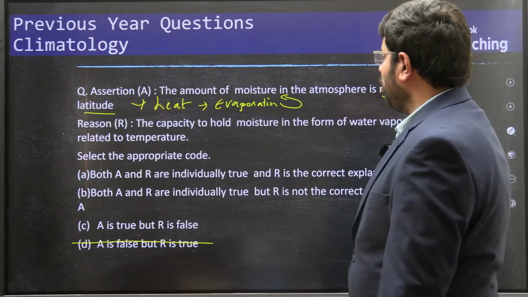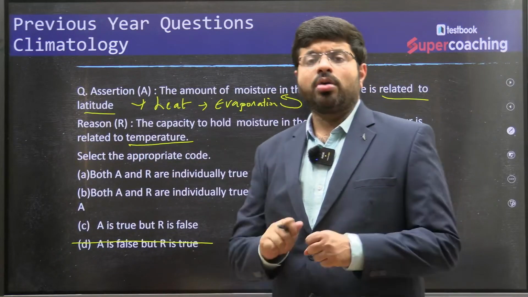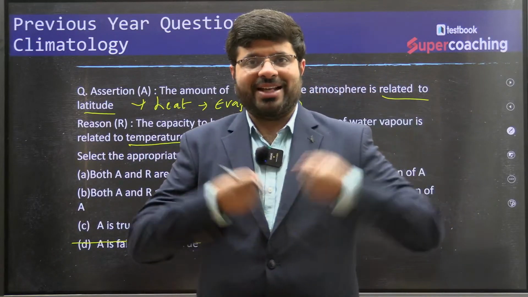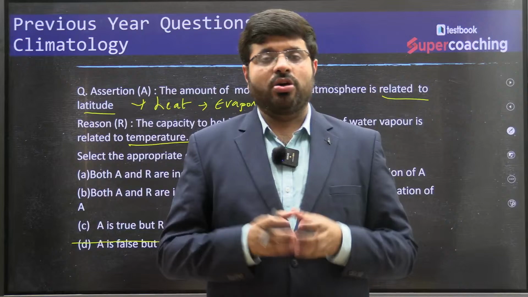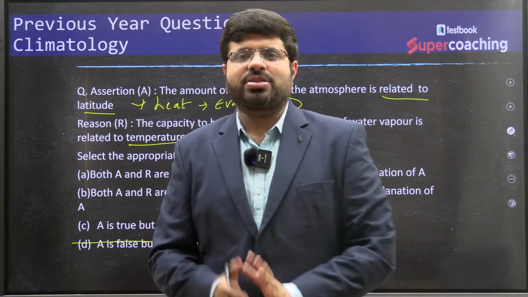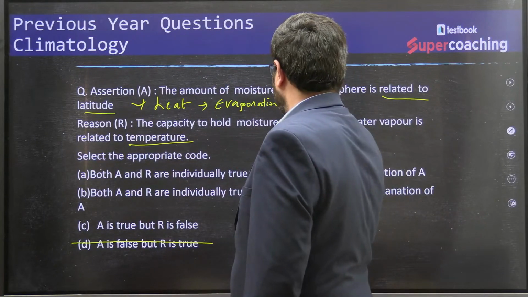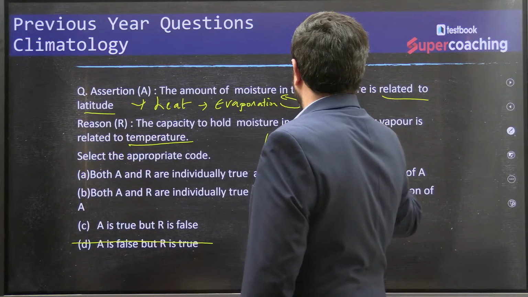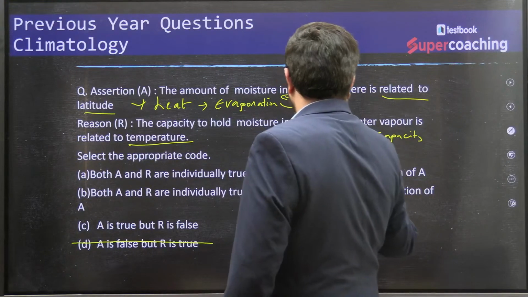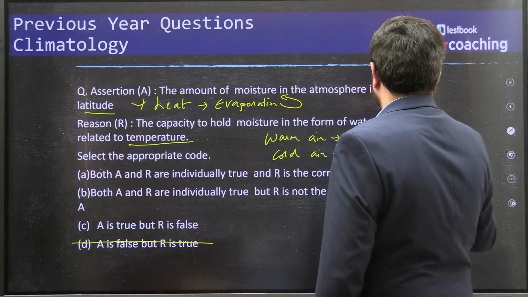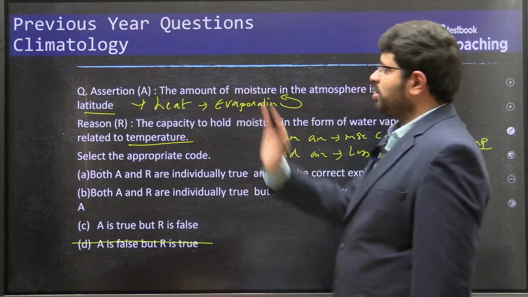The capability to hold moisture in the form of water vapor is related to what? Temperature. What will happen to warm air? It will expand. It has more volume to hold, it has more capacity to hold moisture. Cold air contracts. It has less capacity to hold moisture. So obviously warm air, more capacity; cold air, less capacity. And who is determining this? Definitely temperature.